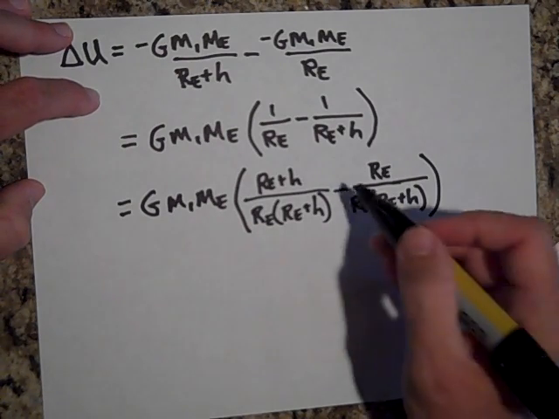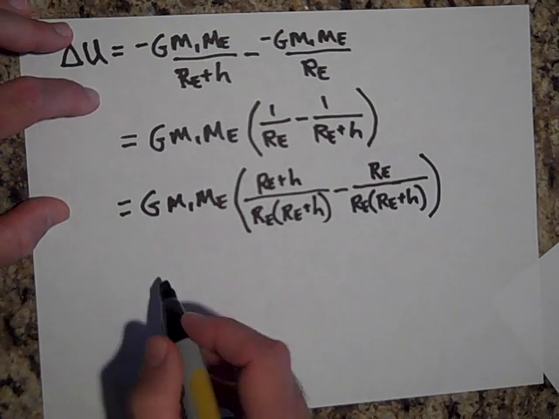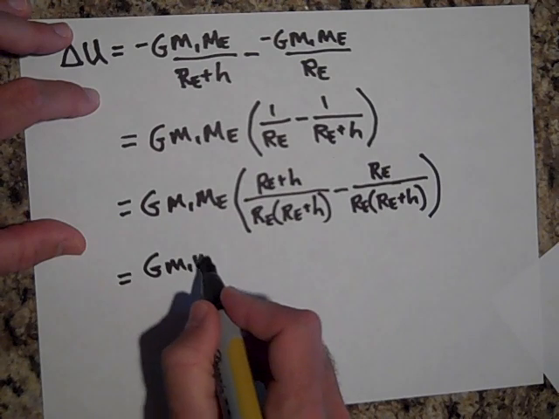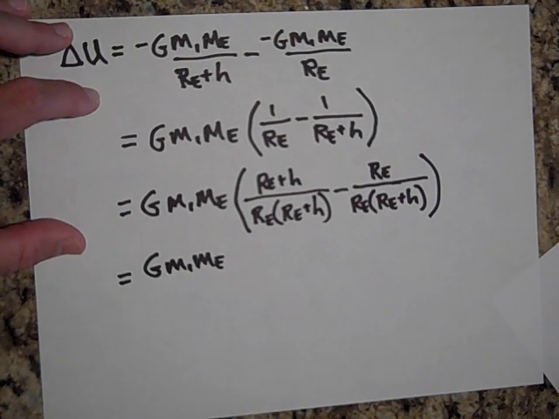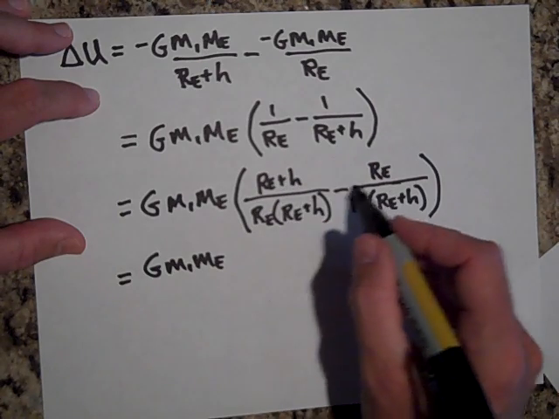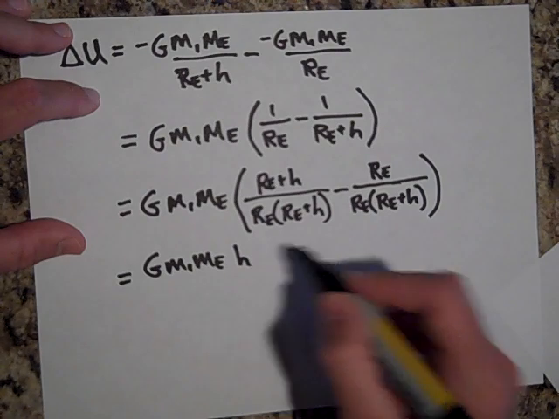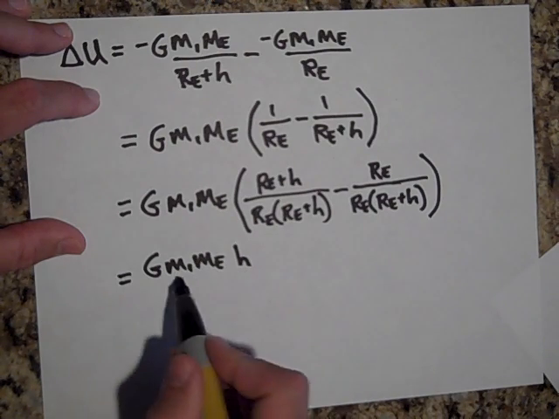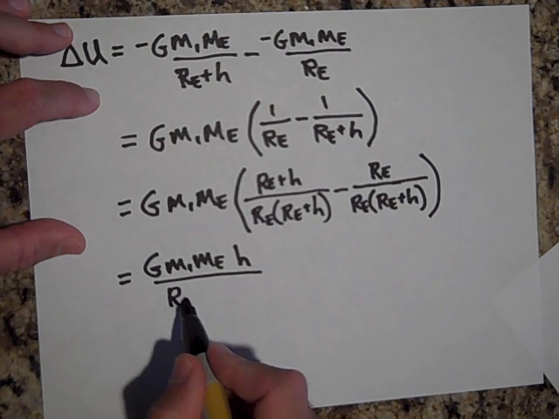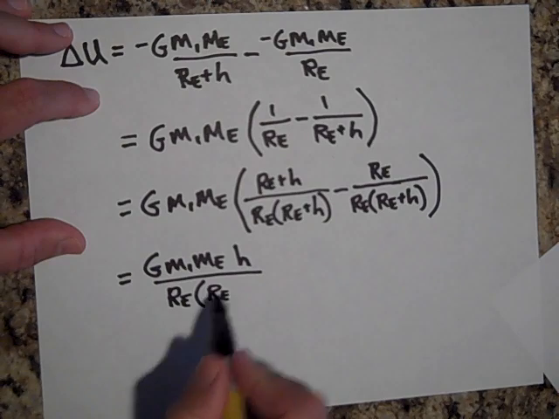Okay, well the Re's cancel, so this turns into G m1 times the mass of the Earth, and when I subtract these, the Re's will cancel, and I'm just going to be left with an h on top, and then underneath I'm going to have Re times Re plus h.